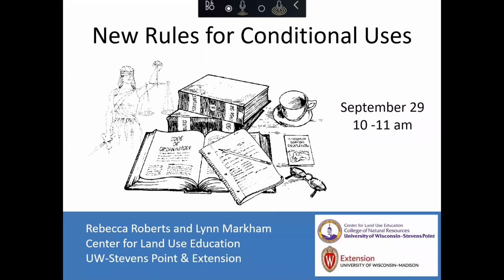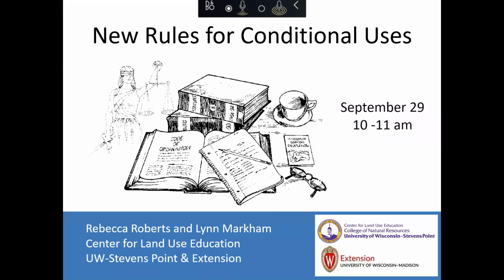So Lynn Markham and Becky Roberts are your presenters today. Lynn is a land use specialist with CLUE. Her extension work focuses on zoning and boards of adjustment and appeals and land use tools and techniques to assist communities. Lynn provides research-based information, policy options, and community case studies.